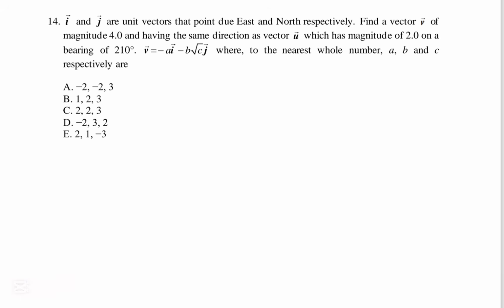What does it say? Very simply, for question 14, it says i and j are unit vectors that point due east and north respectively. Find the vector v of magnitude 4 having the same direction as u, which has a magnitude of 2 and a bearing of 210 degrees. They gave us that v is equal to minus a i minus b radical c j, where to the nearest whole number a, b, and c respectively are. Okay, so basically what they're saying over here is whatever we're dealing with has a magnitude of 4 and a bearing of 210 degrees.